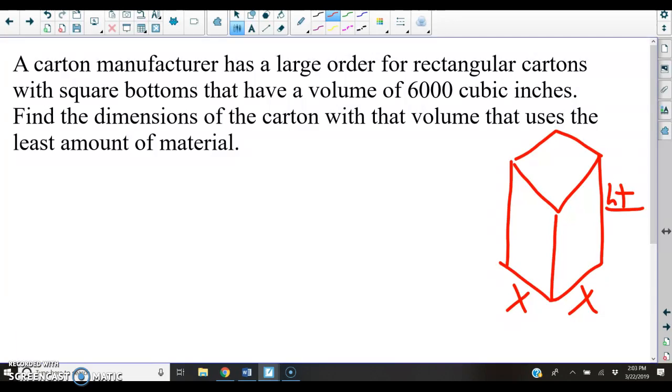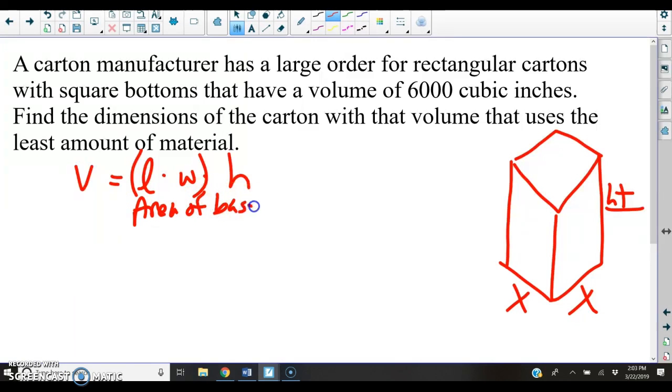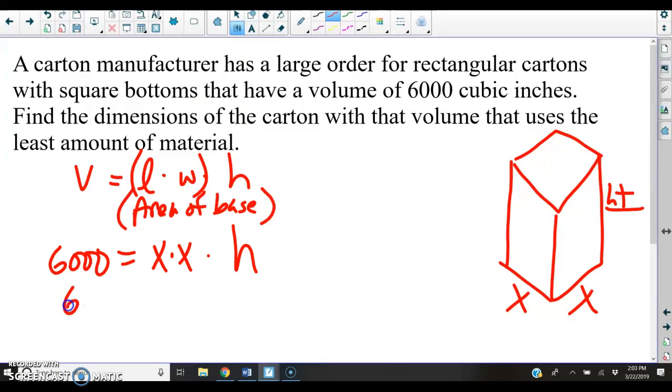Okay, well, think back to geometry stuff. Volume of a prism is length times width times height when it's a rectangular prism, or we can think of this as area of the base. Okay, so in this case, the volume is 6,000. The length and the width are both x, but we need to solve for h. So 6,000 divided by x squared would equal our h.